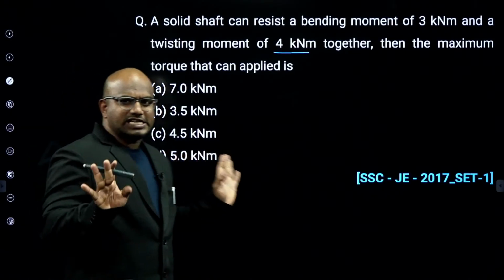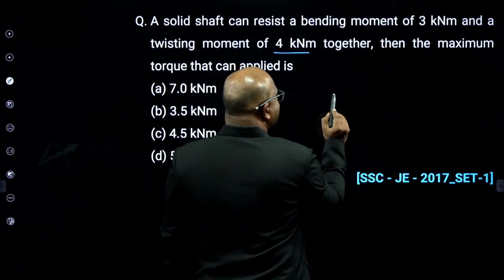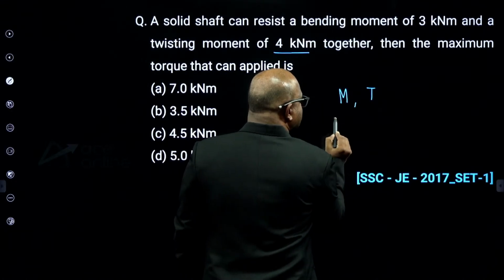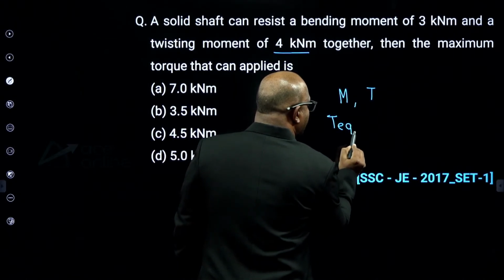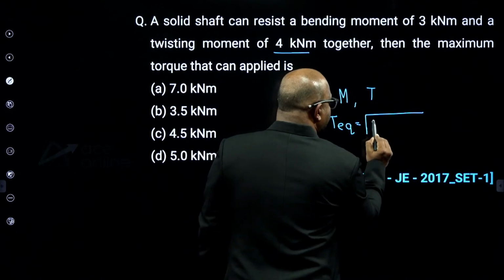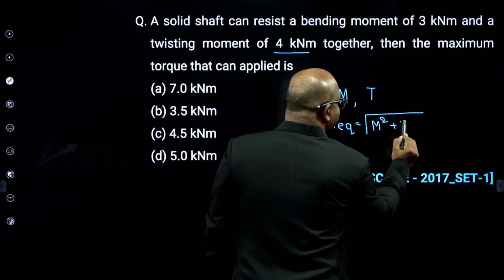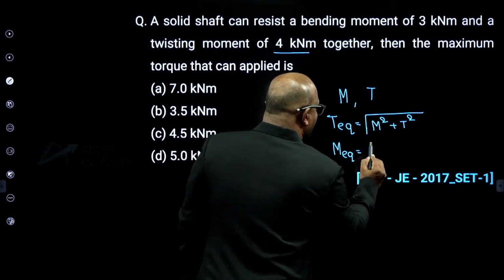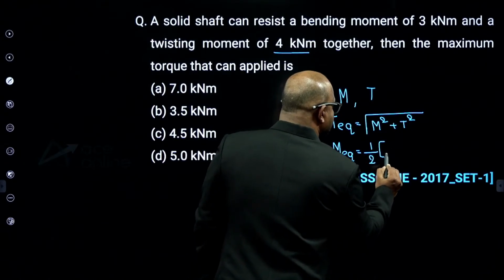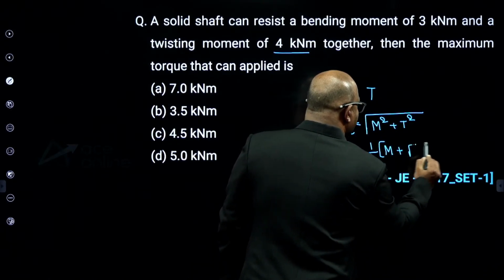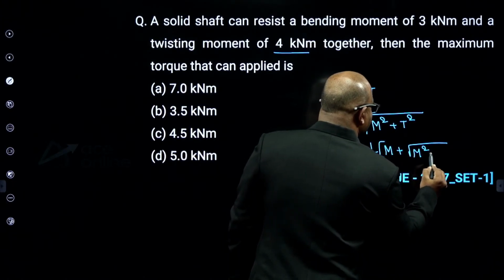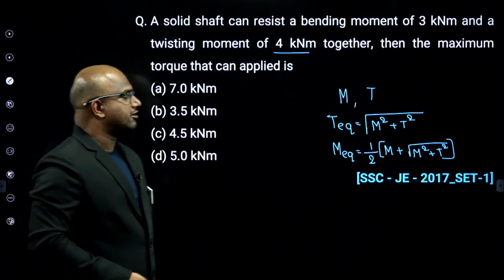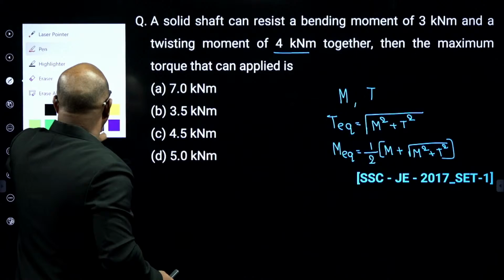See, especially these formulas you have to remember. Whenever a shaft is subjected to bending moment M and twisting moment T, then equivalent torque equals square root of M square plus T square, and equivalent bending moment M equivalent equals half of M plus square root of M square plus T square.